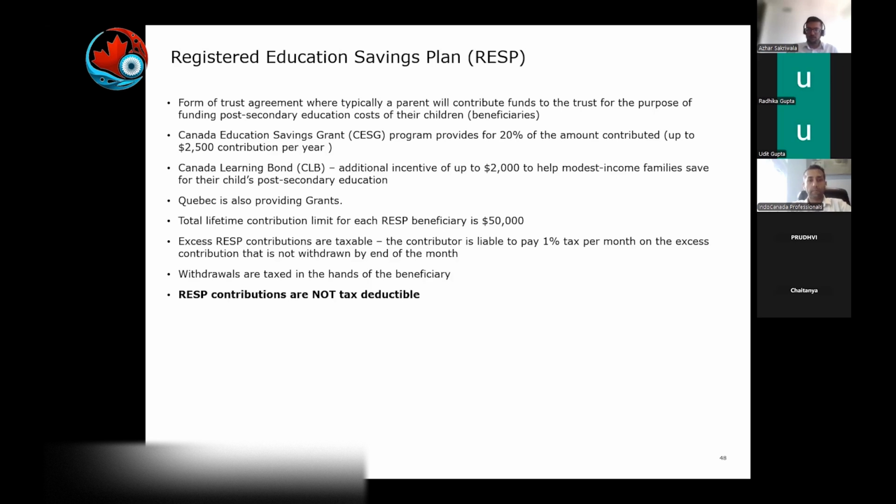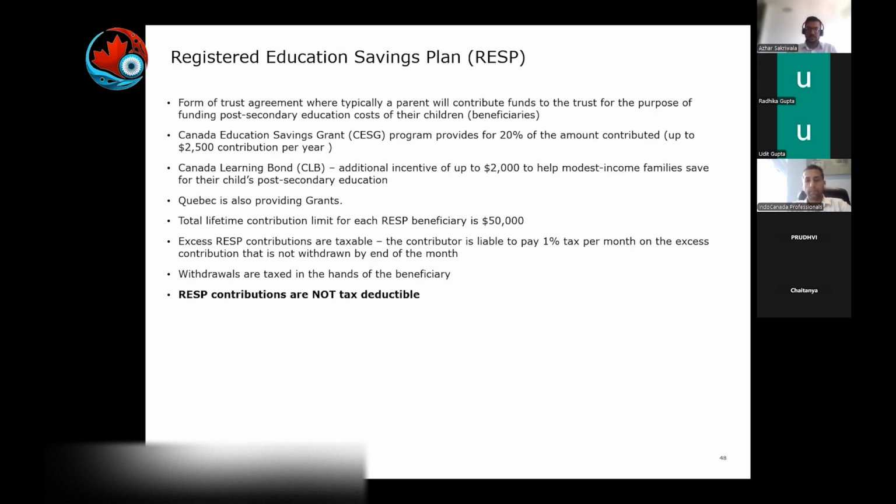of $7,500. So one effective strategy is that you could make a lump sum contribution in the first year, and for the subsequent years, you could make contributions up to $2,500. Since for every $2,500 you contribute, you get a $500 grant from the government, which adds back to your plan, and you can make investments based on your risk appetite to compound the value, so that once your child is of age to avail higher education, you can make withdrawals from the RESP, and any withdrawals that you make are taxable in the hands of your child.